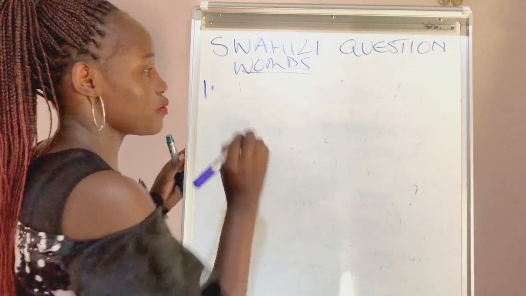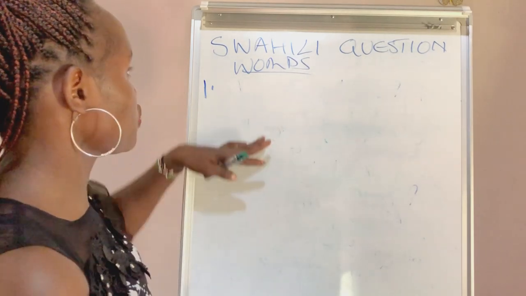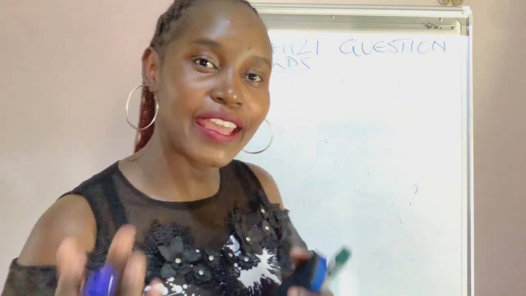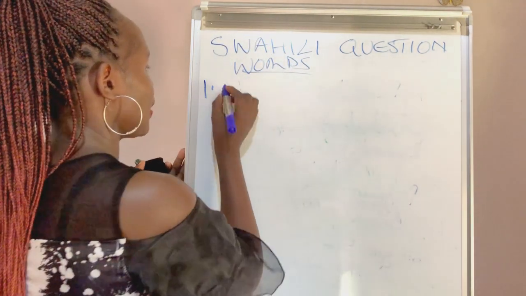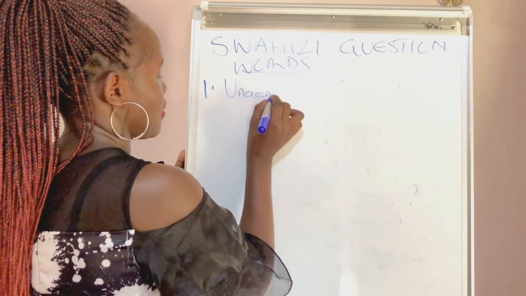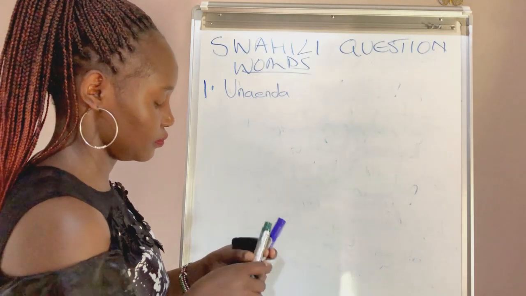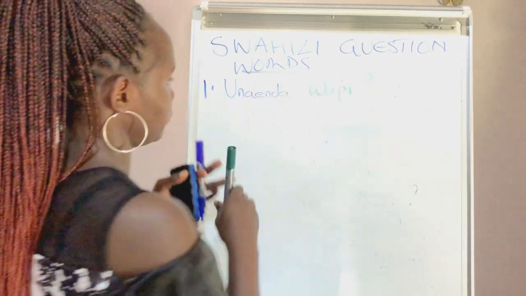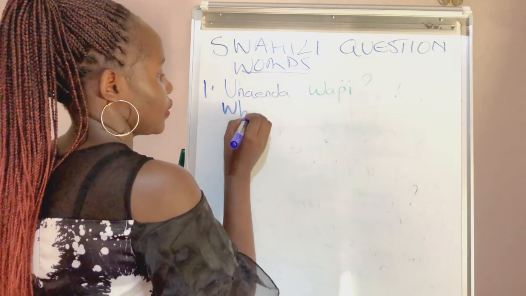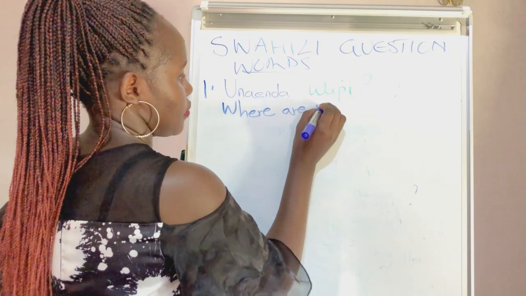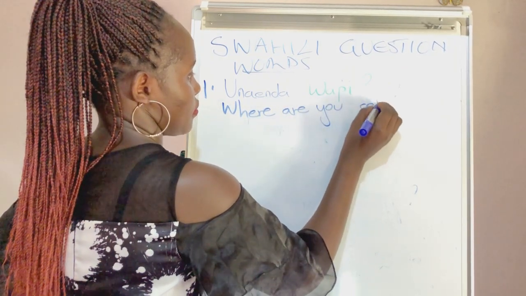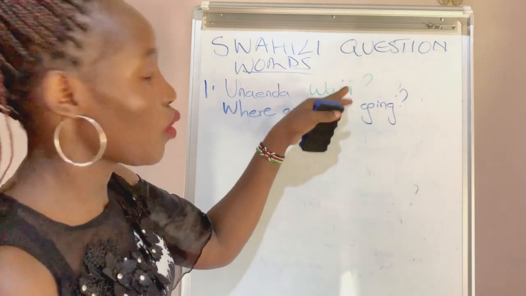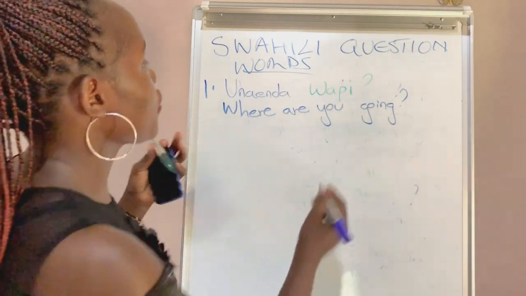So, our first word was wapi. So now we are going to make the first sentence using the word wapi. Unaenda wapi? Where are you going? That is the first sentence. So this is how you can use the word wapi.